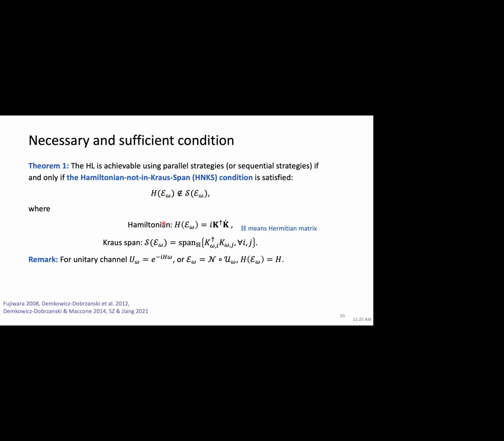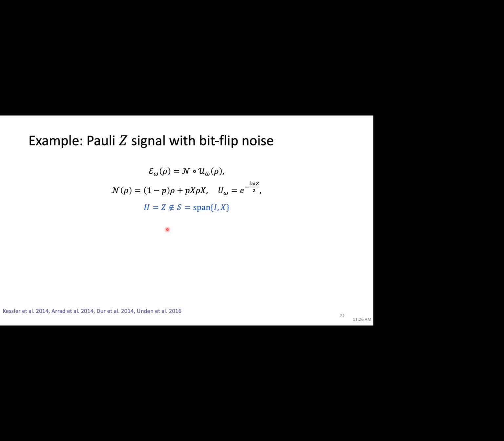I want to remark here that the reason I'm defining this quantity to be the Hamiltonian of a quantum channel is because if we have a unitary channel and some arbitrary noise acting after this unitary channel, and we just calculate this quantity, it will give us the Hamiltonian of this unitary channel. So that justifies the name of this quantity, why we call this a Hamiltonian. I'm going to give you a simple example of this case.